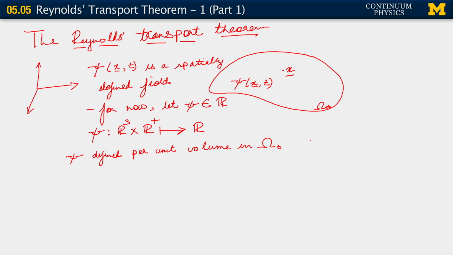Okay, so now you really think about psi as maybe a concentration. Okay, like just to fix ideas. Okay, so an example of psi may be a concentration. Okay, all right. So a concentration would then be defined as number or mass per unit volume.